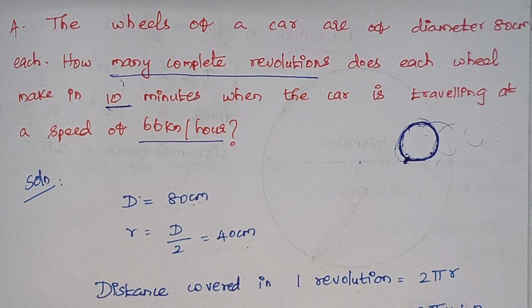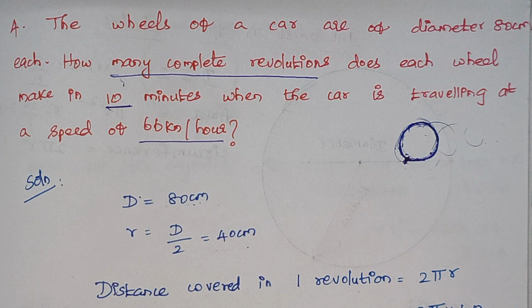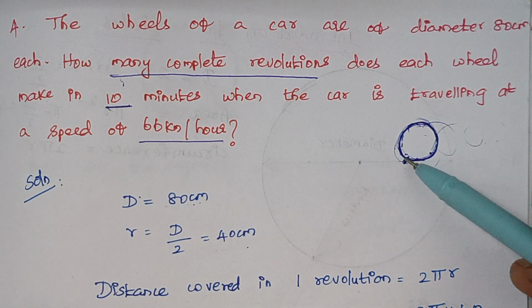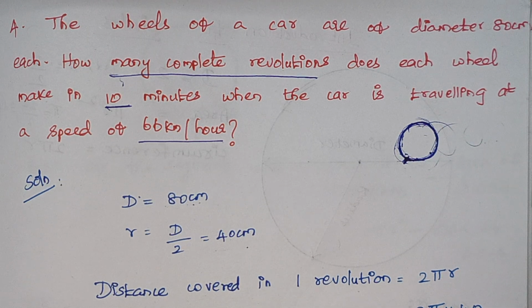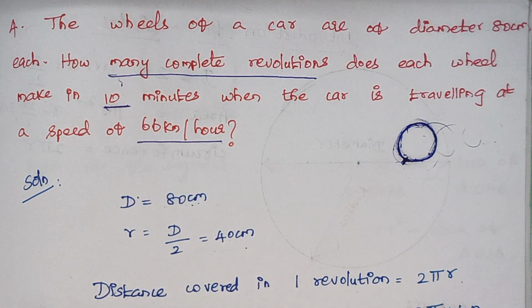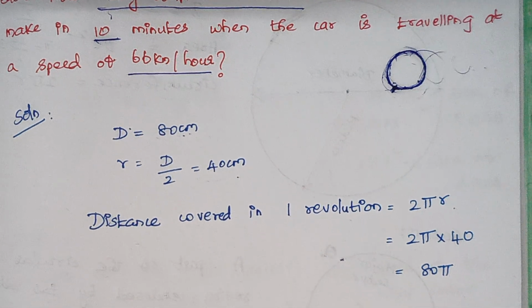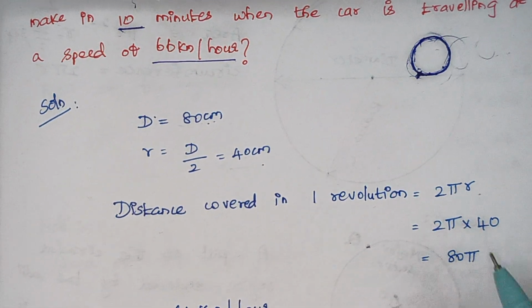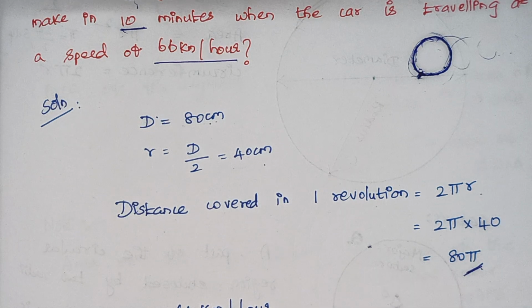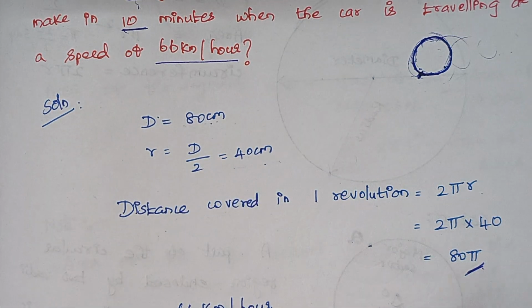So here, the distance covered in one revolution depends upon the circumference of the circle, right? Because only this part touches the ground and it rotates. Say yes or no. So the distance covered in one revolution is 2 pi r, right? Here the value of the radius is 40, so the distance covered in one revolution is 80 pi centimeters, because we have the radius in centimeters.